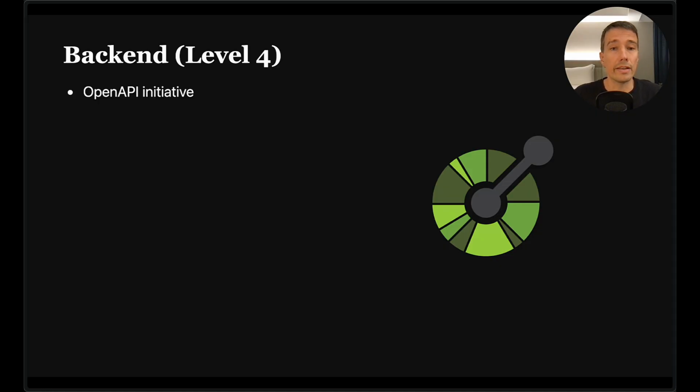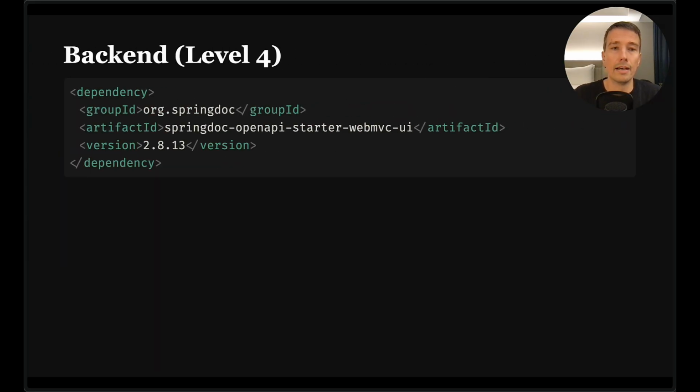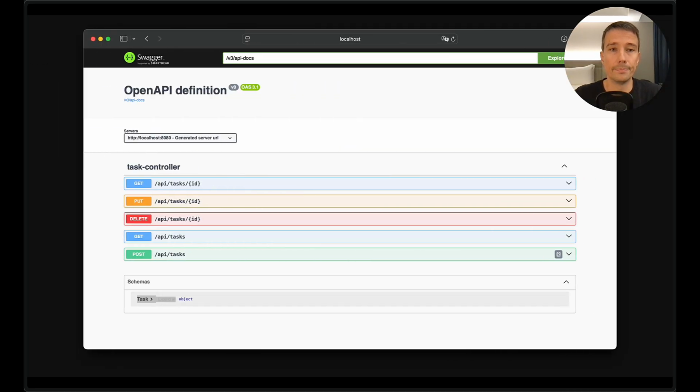It's an initiative under the sponsorship of the Linux Foundation, and it develops a machine-readable interface definition language that we know as the OpenAPI specification. And developers can use the OpenAPI specification to describe and visualize their HTTP APIs. To use OpenAPI in my Spring Boot backend, I can add this dependency to my pom.xml. And that's actually enough to create an OpenAPI specification of the HTTP API of my backend.